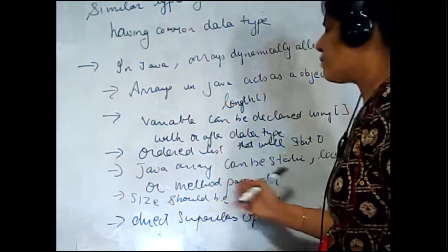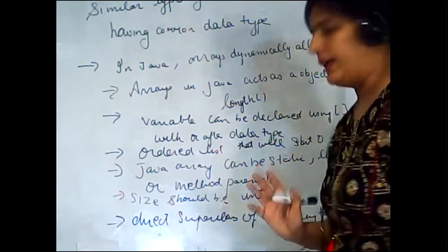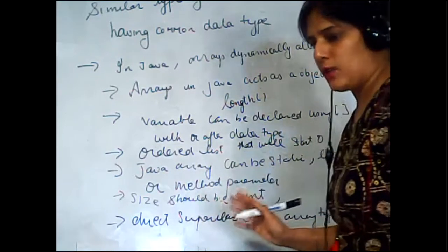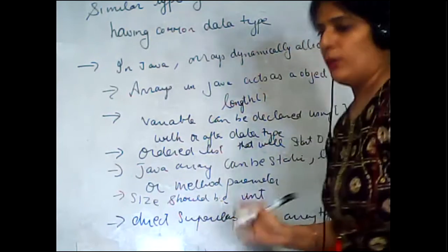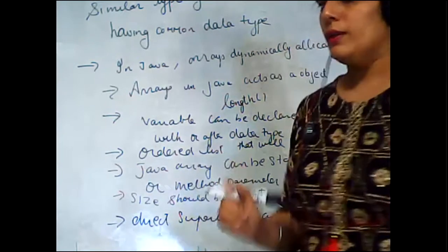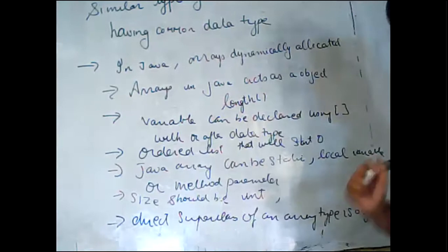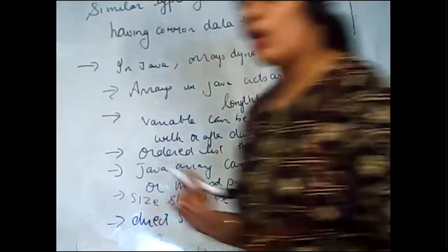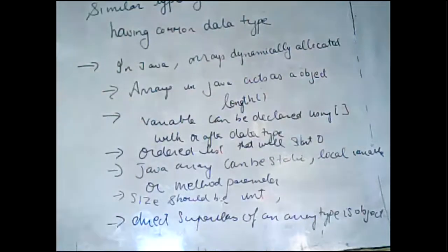Okay, so this is also the way that we can represent an array. The size in case of an array should always be mentioned, and it should be of integer form. We cannot use the short or long data type with this particular array. And the direct superclass of an array type is Object.